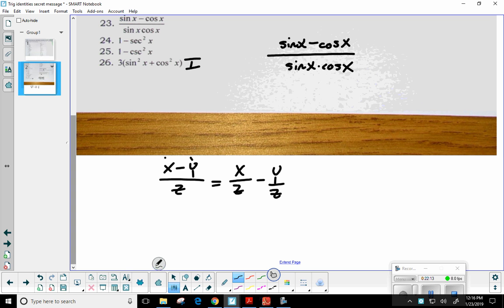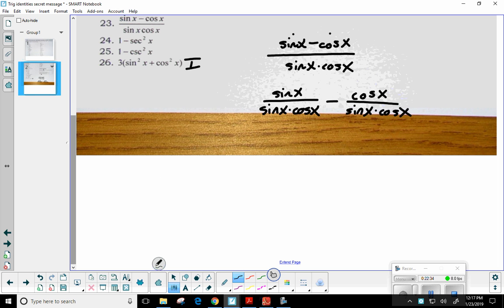So let's do this with these 2 trig functions. I'm going to say sine of x over sine of x times cosine x, minus, because we're subtracting, cosine x over the common denominator. Why did this help me? Because now I can cancel. The sines will cancel, which leaves me 1 over cosine, minus. Over here the cosines cancel, so that leaves me 1 over sine of x.